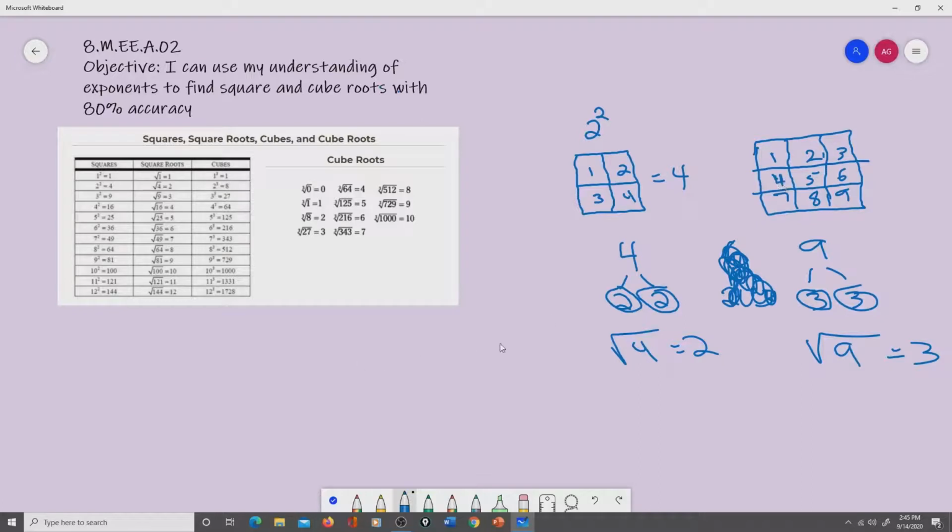All right, so again, we can look at other numbers. Let's say we're talking about 16. Okay, if we break down 16, we get 4 and 4. And we can see that those two 4s make 16. So the square root of 16 is 4. Okay, and again, we could look at that by making a square.